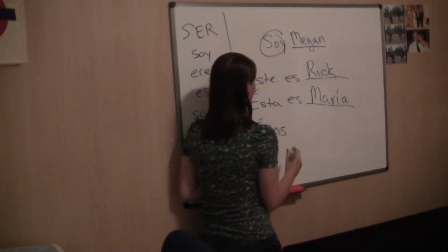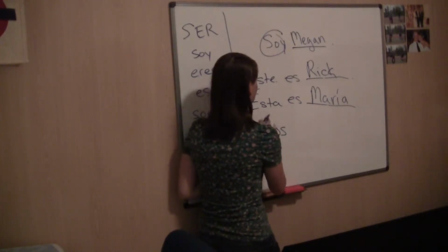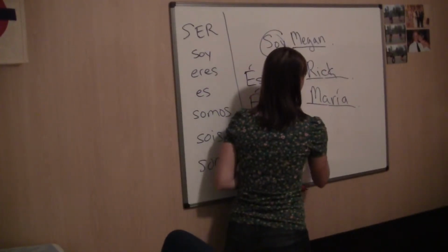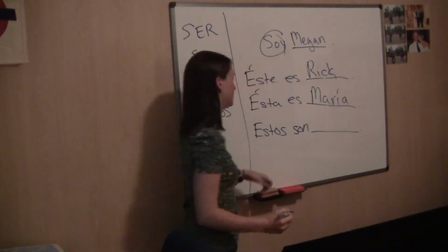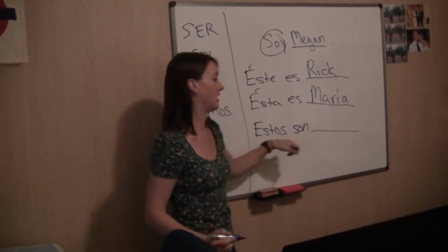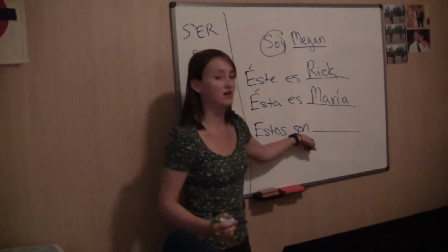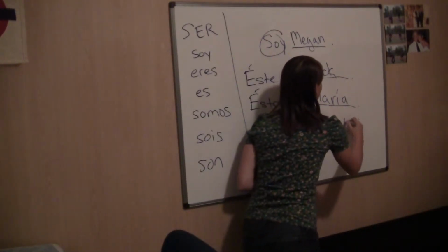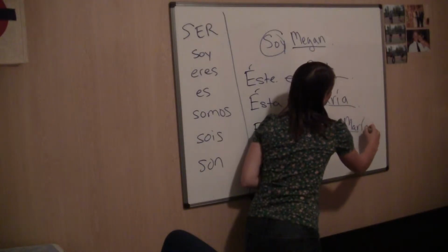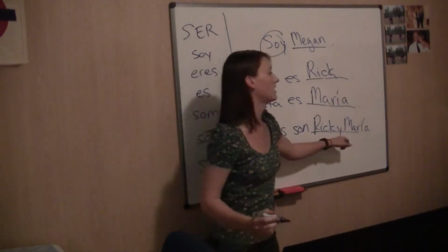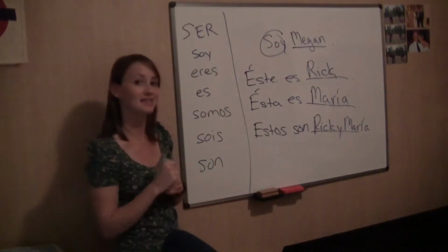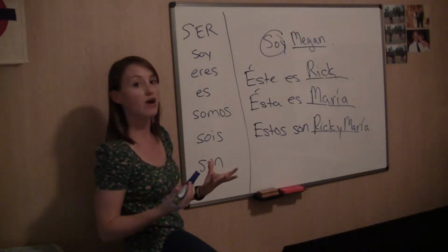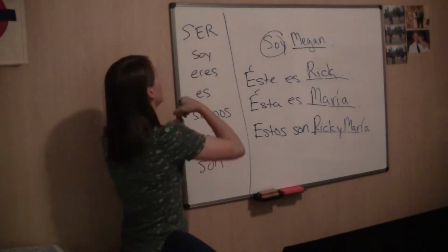If we're presenting more than one person, we would say, estos son, and then we give the names, right? These people are Rick y Maria. Right? Estos son Rick y Maria. So when we're presenting someone, we're telling who they are, using their name, using ser.